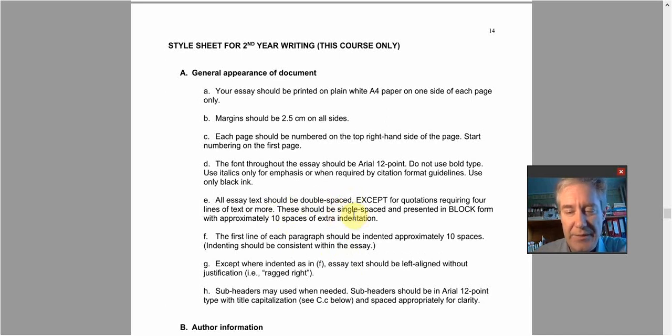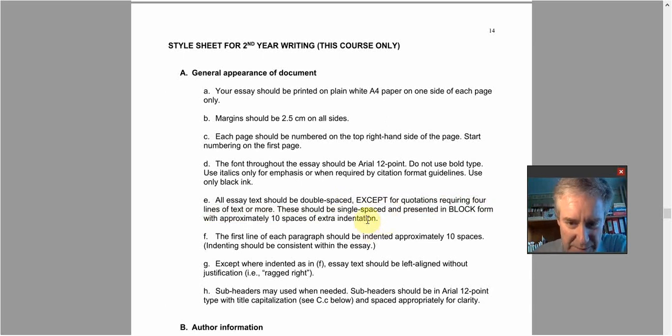And we're going to look at some samples in a little while where we'll talk about this double spacing, things like that. However, there is an exception. So except for quotations requiring 4 lines of text or more. All right, so special rules for the long quotations, what we call the block quotations in English. These long quotations should be single-spaced, so the lines will not have extra space between them. They will be close together, like a normal text. Like the text we have here, this is single-spaced text.